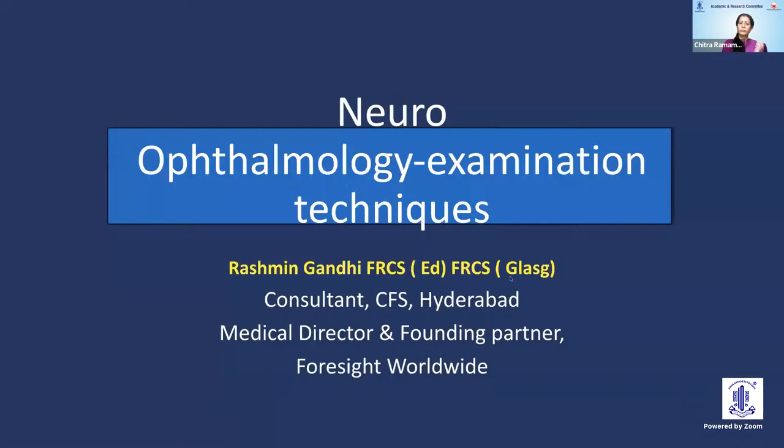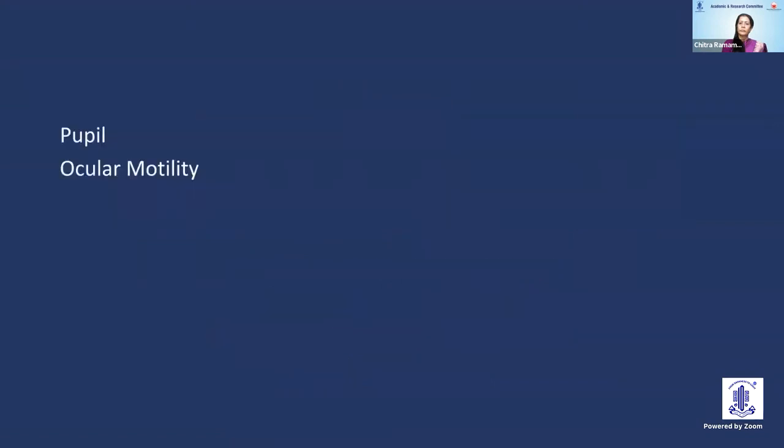So today I'm going to talk about the basic neurology and neuro-ophthalmic examination techniques that each resident should be aware of. There is a little blur between neuro-ophthalmic techniques and neurology techniques, and I'm just going to cover what would work for all of us. Now, there are two examination techniques that we routinely deploy, that is examination of pupils and examination of ocular motility.